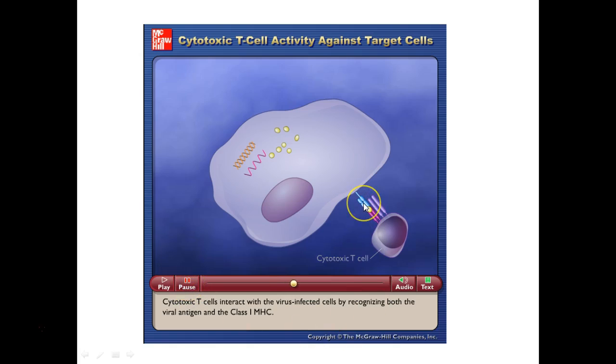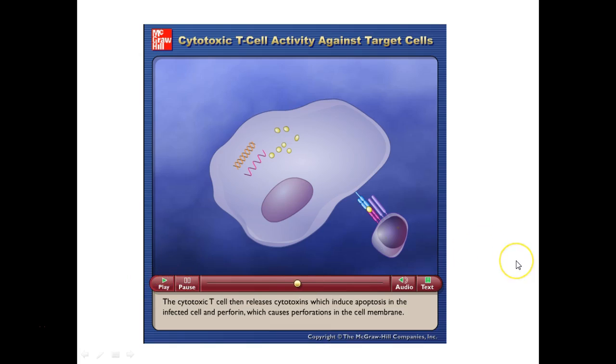So here's MHC class 1, right? Here's the T cell receptor. There's the antigen. What is this molecule or molecules? This is a cytotoxic T cell. So this is CD8, right? It's the CD8 that allows them to communicate, remember, with MHC class 1. All right, secret handshake.